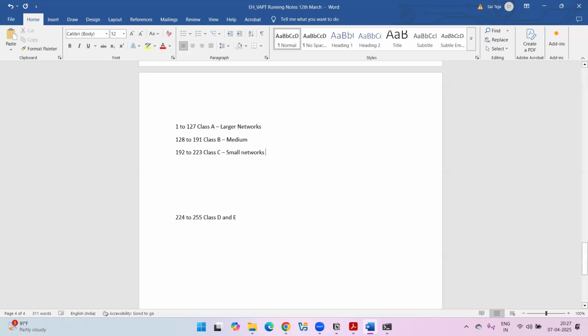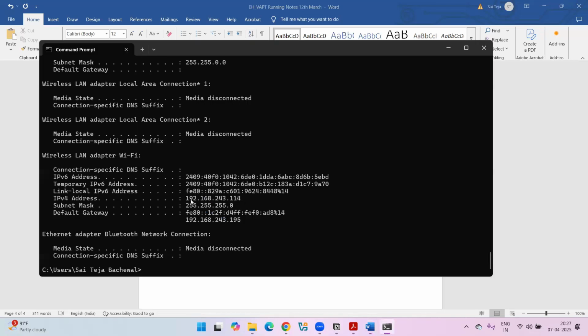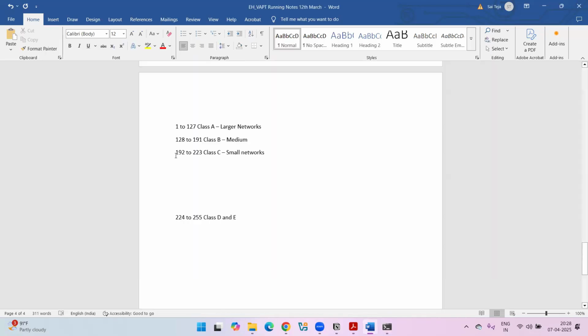If you look at my IP, it starts with 192, so it's a small network. My home network is a very small network, and I might have very few devices here. I'll tell you the exact count also. So if someone has given an IP address, let's say 12.3.22.2, which class is it?